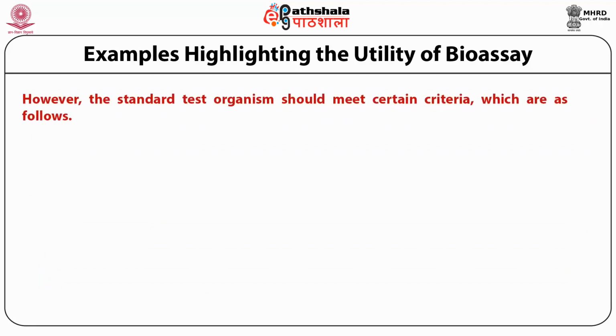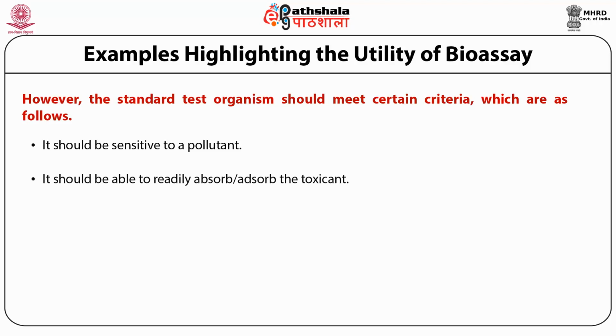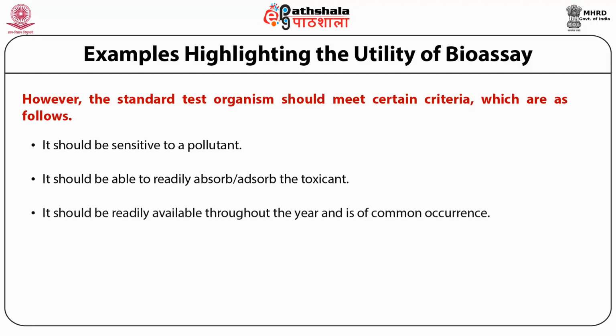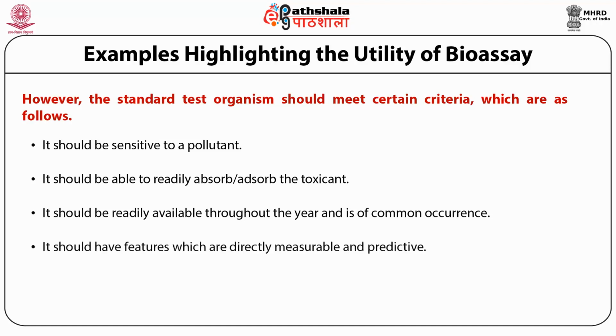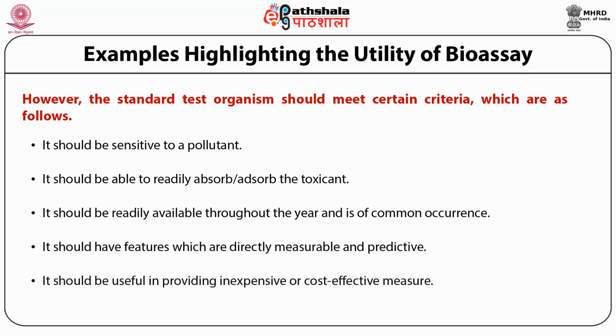However, the standard test organism should meet certain criteria, which are as follows. Number one, it should be sensitive to a pollutant. It should be able to readily absorb or adsorb the toxicant. Further, it should be readily available throughout the year and be of common occurrence. It should have features which are directly measurable and predictive. It should be useful in providing an inexpensive or cost-effective measure.